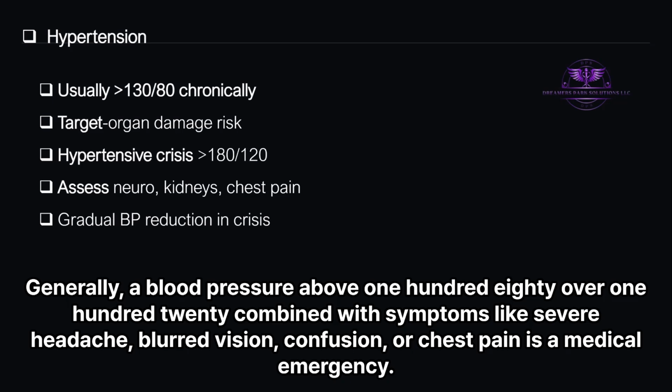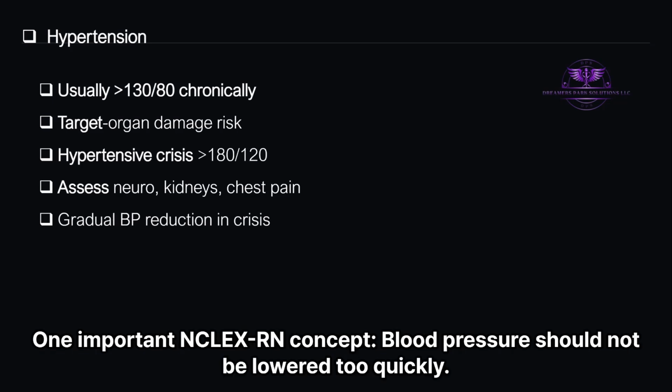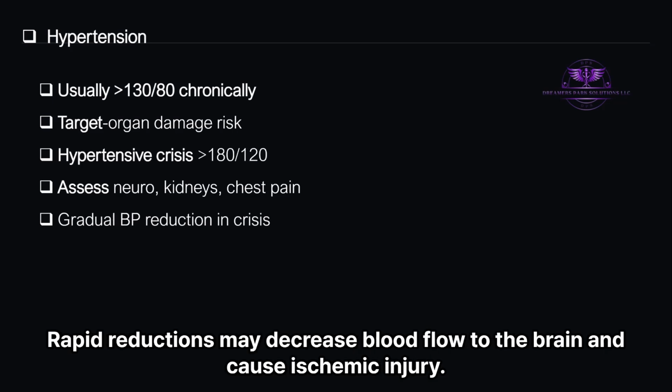Generally, a blood pressure above 180/120 combined with symptoms like severe headache, blurred vision, confusion, or chest pain is a medical emergency. Your nursing assessment should include a neurological assessment, kidney function, urine output, and chest pain evaluation. One important NCLEX-RN concept: blood pressure should not be lowered too quickly. Rapid reductions may decrease blood flow to the brain and cause ischemic injury.